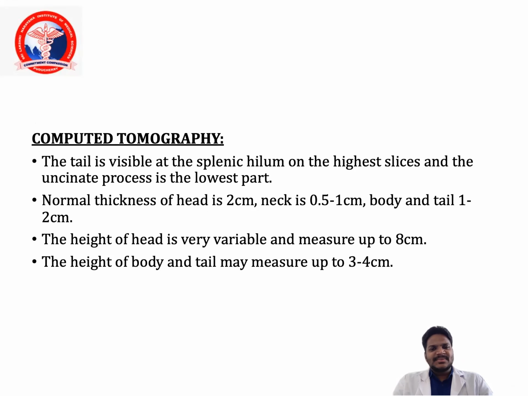In CT, the tail is visible at the splenic hilum on the highest slices and the uncinate process in the lowest part. Normal thickness of the head is around 2 centimeters with the neck around 0.5 to 1 centimeter. The body and tail will be approximately 1 to 2 centimeters. The length of the head is very well and measures up to 8 centimeters. The length of the body and tail may measure up to 3 to 4 centimeters.